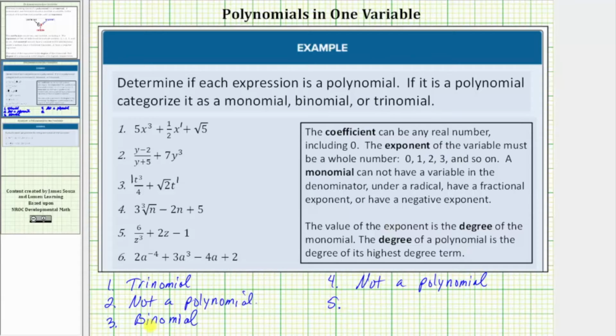Looking at number 5, notice how here we have z cubed in the denominator, which means the first term is not a monomial, and therefore this is not a polynomial. Again, a monomial cannot have a variable in the denominator.